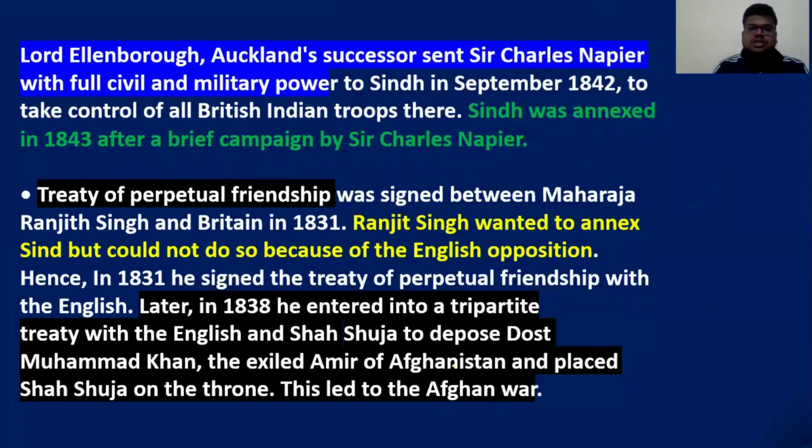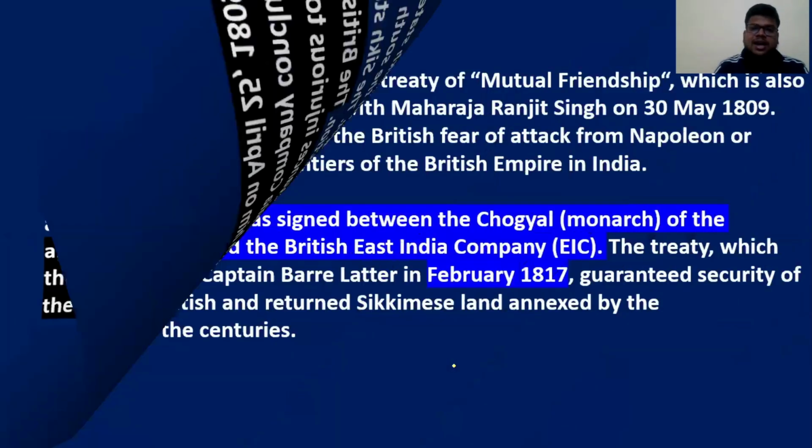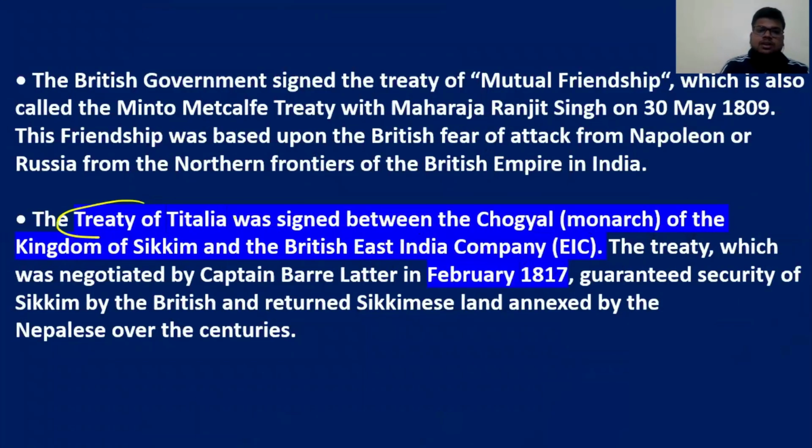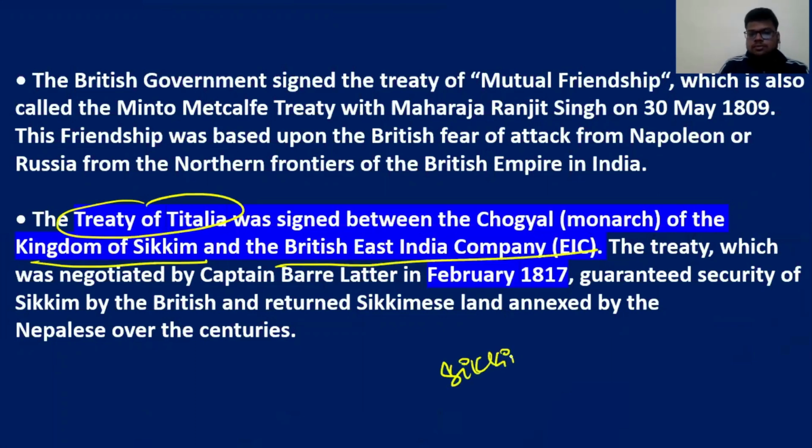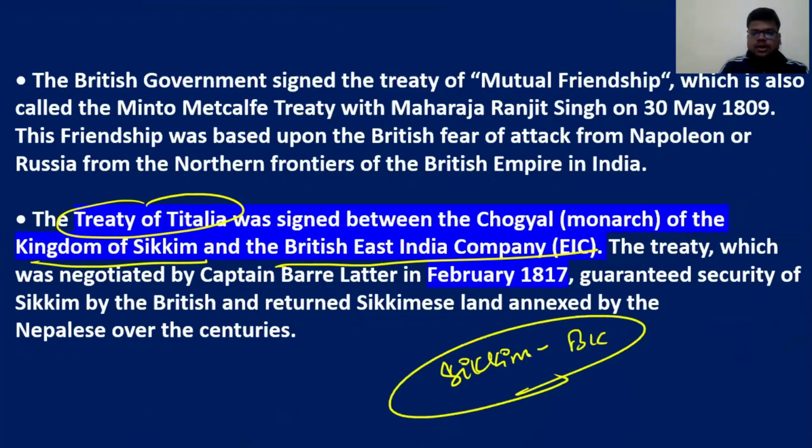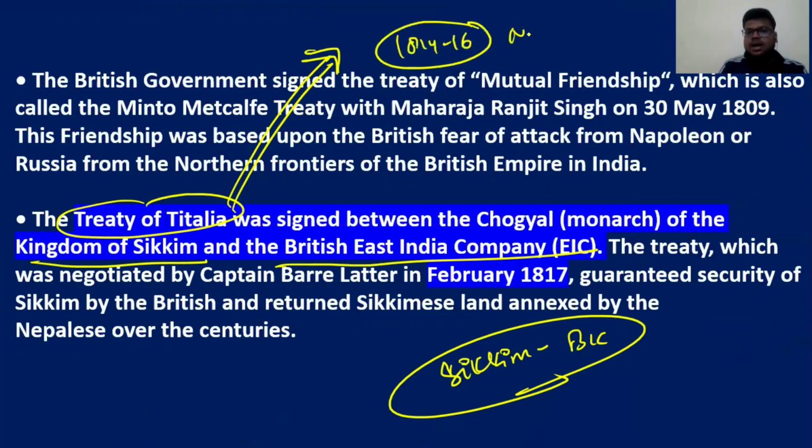Okay? So this is your Treaty of Perpetual Friendship with the Sikhs, and this Treaty of Titalia is signed between the Kingdom of Sikkim and the British East India Company. Now we have not read this, it is not very important. So the Treaty of Titalia was signed after 1814 to 1816, that is the Nepal War. This treaty was signed between the Chogyal monarch, the King of Sikkim, and the British East India Company. They said, okay, we will give you the territory and you will give us the money. That's it.